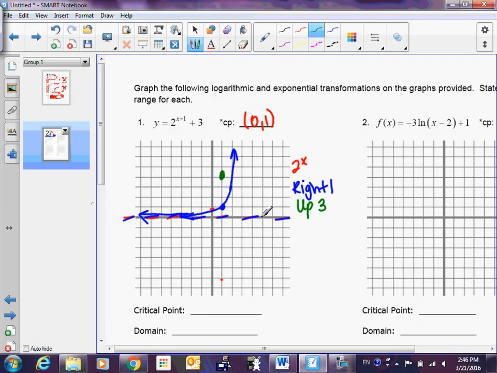And what happens to my horizontal asymptote if I move it up 3? I mean, yeah, it shifts up 3. Kind of answered my own question there. So it's now at y equals 3.